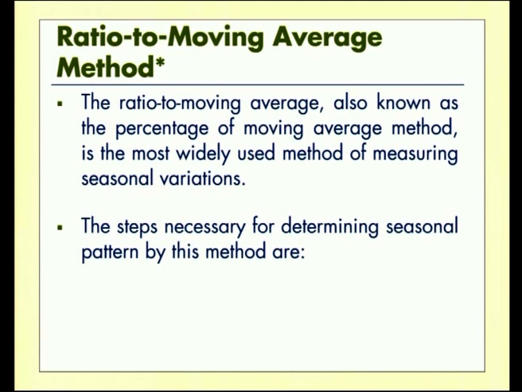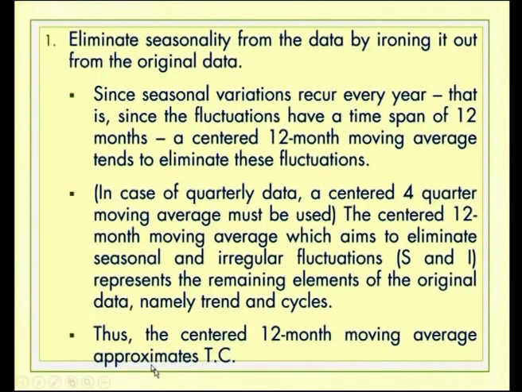The ratio to moving average method, also known as the percentage of moving average method, is the most widely used method of measuring seasonal variations. The steps for determining the seasonal pattern by this method are: first, eliminate the seasonality from the data by ironing it out from the original data. Since seasonal variations recur every year, that is, since the fluctuations have a time span of 12 months, a centered 12-month moving average tends to eliminate these fluctuations. In case of quarterly data, a centered 4-quarter moving average must be used.